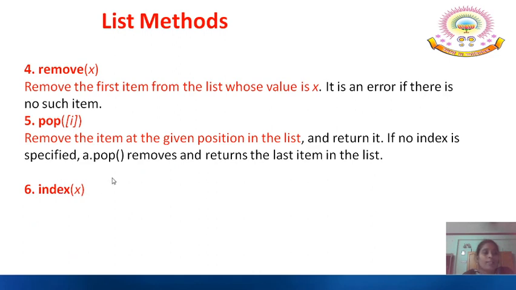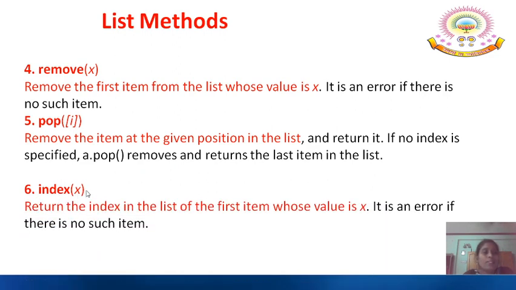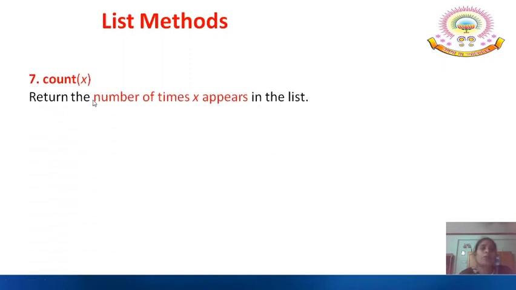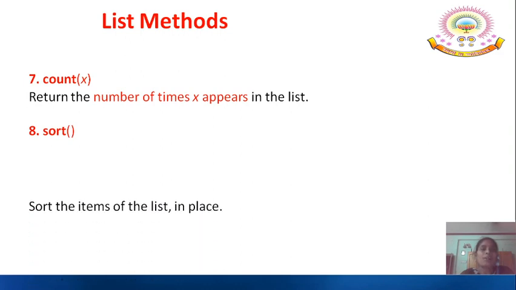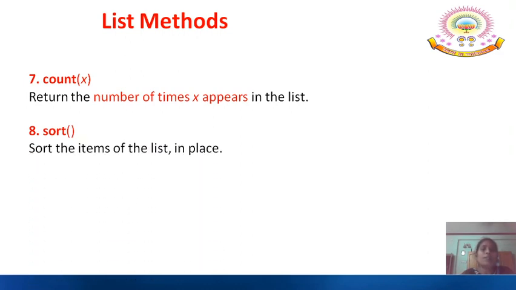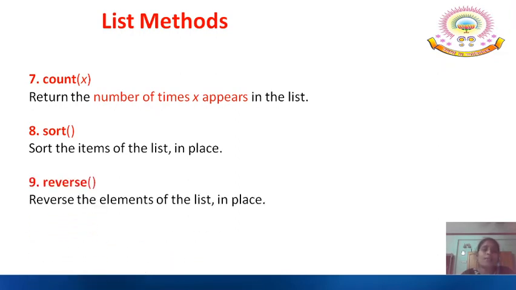Now index of x. That means you want to return the index of this particular element in the list when it occurs for the first time. So it returns the index in the list of the first item whose value is x. If no such value exists, you will get an error. Now count. It will return the number of times x appeared in the list. Now sort. Sort means you want to sort all the elements in place. Reverse. You can take all the elements in the reverse order.